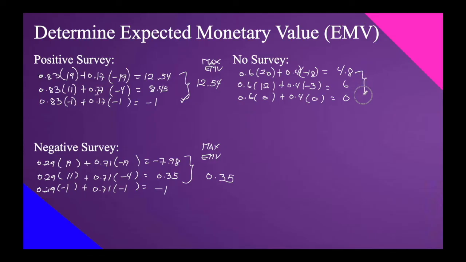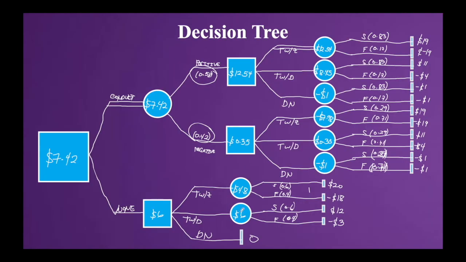So, same sa positive survey, sa no survey ang pipiliin pa rin po natin is the maximum expected monetary value. 4.8 versus 6 versus 0, basically this is 6. Ayan yung reason kung bakit 6 ang nakalagay dito.